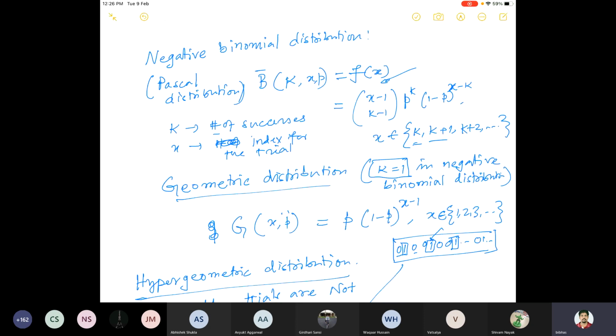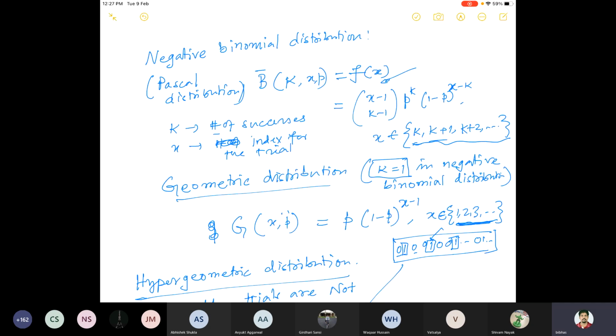So that's why x equals 1, 2, 3, and so on, because this is the index for the trials, the number of trials. In general it starts from k, then k plus 1, k plus 2 and so on, because I can have k successes only at the kth trial, or the (k plus 1)th trial, or the (k plus 2)th trial, and so on. But here my k is equal to 1, so the first success can occur at the first trial itself, or the second trial, or the third trial, and so on.